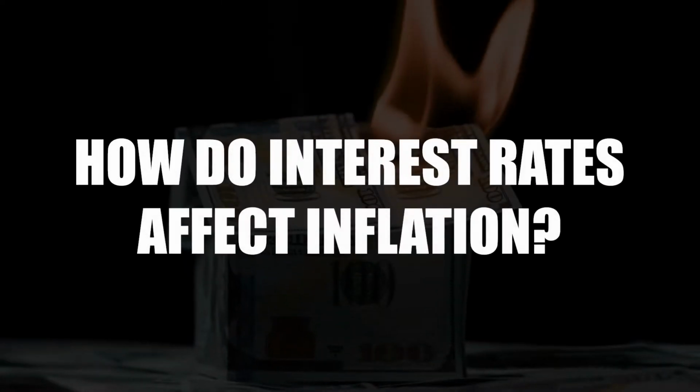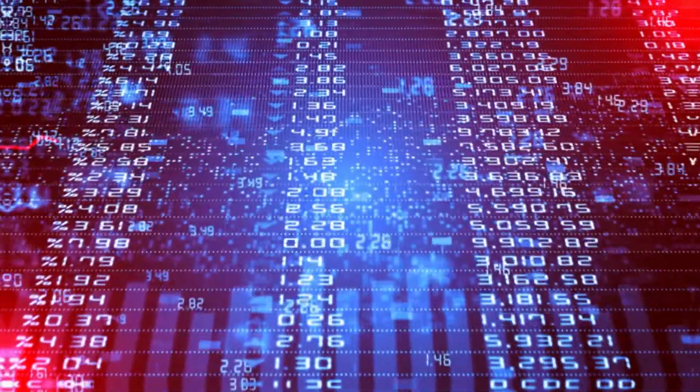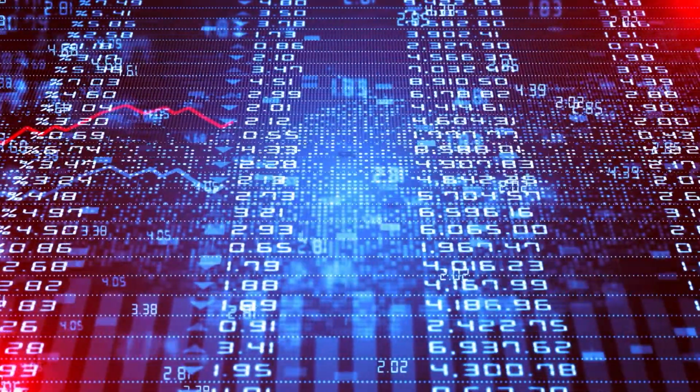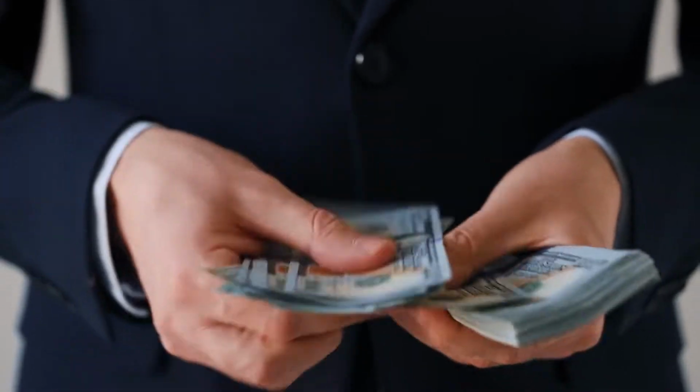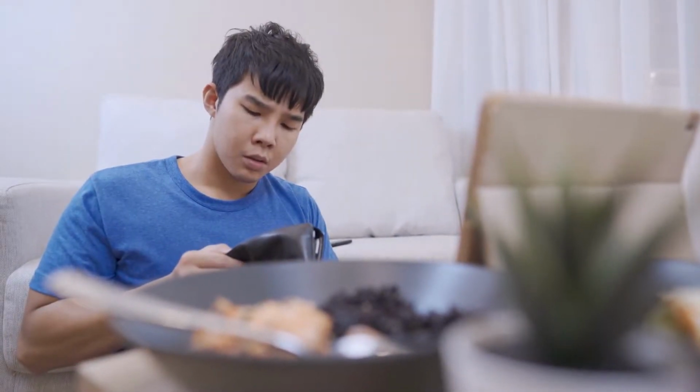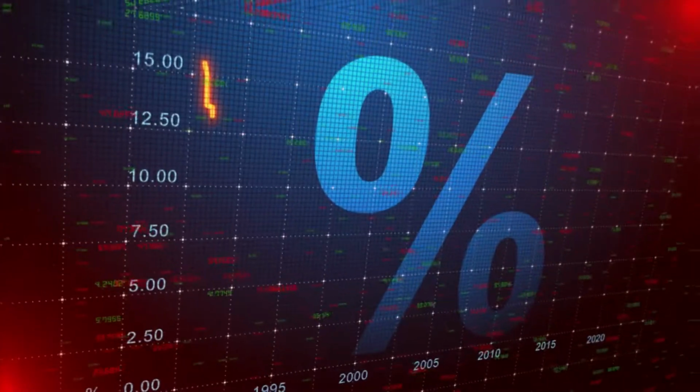How do interest rates affect inflation? Interest rates play a role in inflation because they affect how much money people have to spend. If interest rates are high, people will have less money to spend on goods and services, which can lead to deflation. On the other hand, if interest rates are low, people will have more money to spend, leading to inflation.